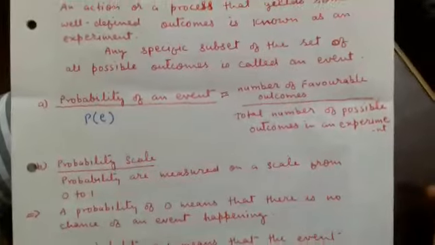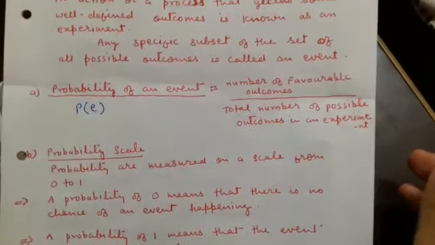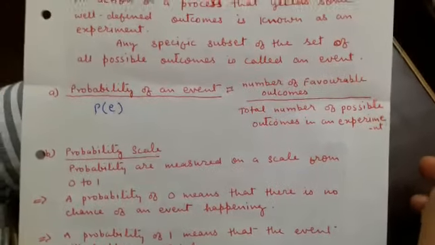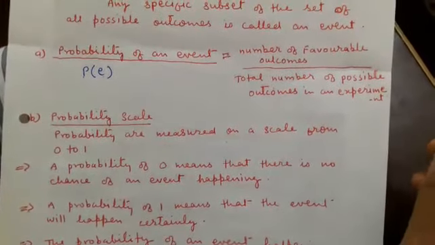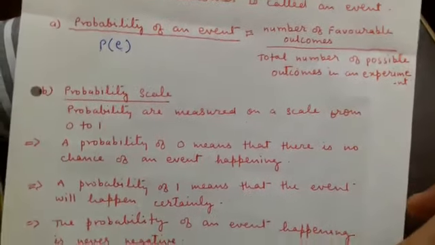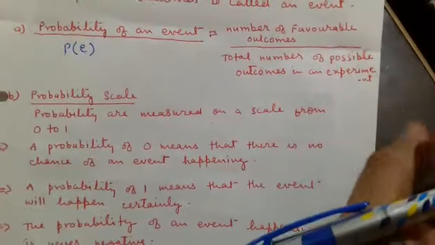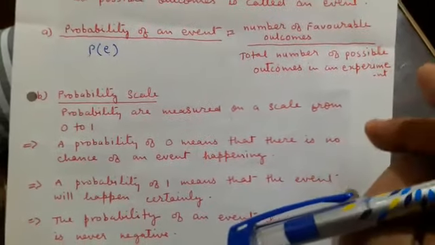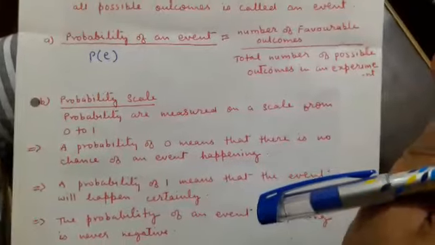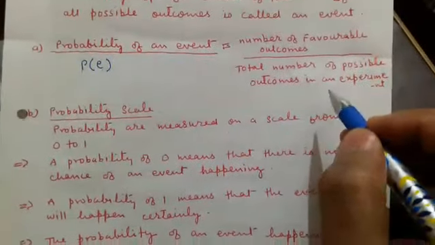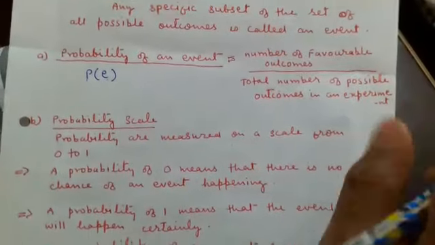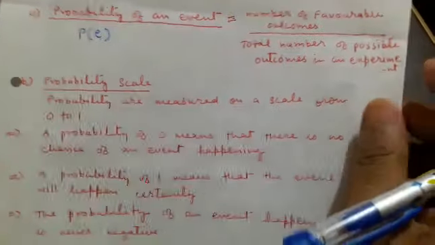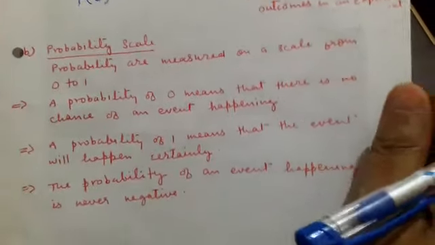See, suppose we are tossing a coin and we have to find out what is the probability of getting tail. So how many tails are in a coin? There is one tail. And total faces, how many total faces in the coin? There are two faces, head and tail. So total number of possible outcomes will be 2 and favorable outcomes which we have to find out, that is 1. So the probability of getting tail is 1 by 2.